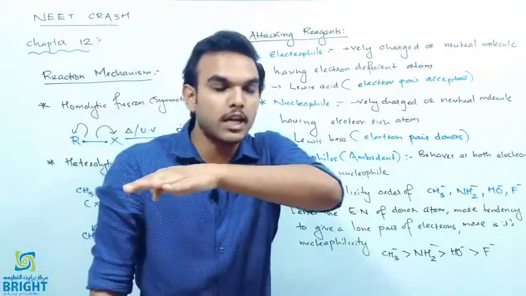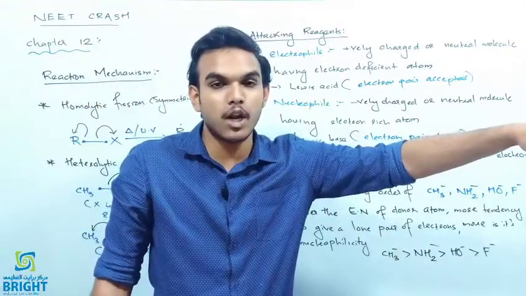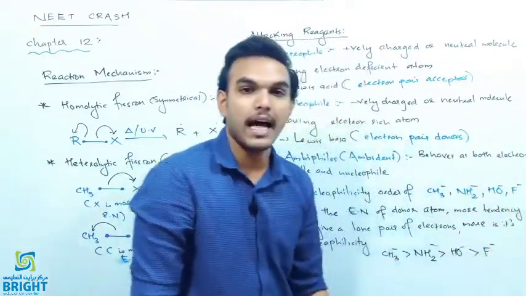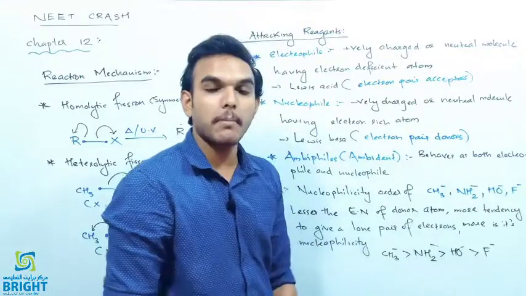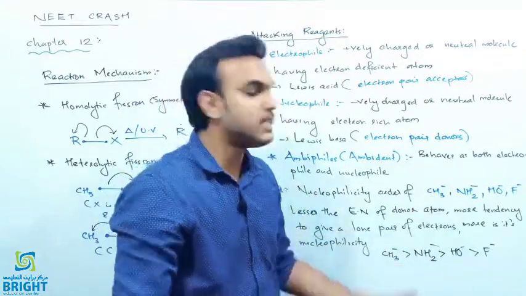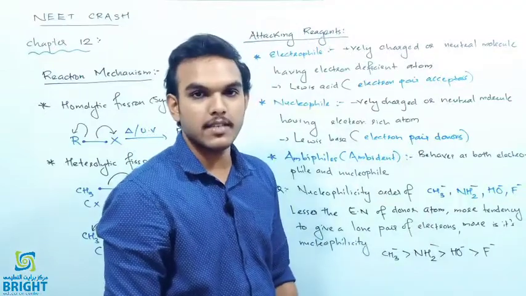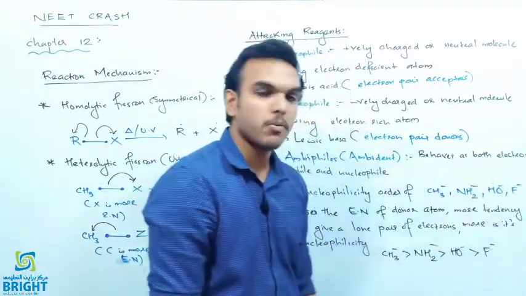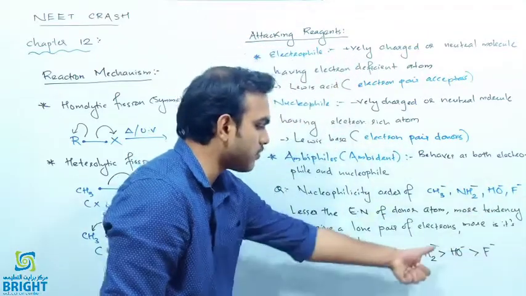We already know that electronegativity increases along the period. So among the carbon family, nitrogen family, oxygen family and halogens, the carbon family has less electronegativity, so it will have maximum nucleophilicity. Carbon, CH3 minus, is that clear? Then it will be NH2 minus, then OH minus, then F minus. This will be the order.